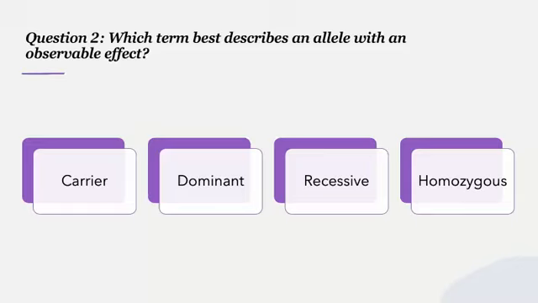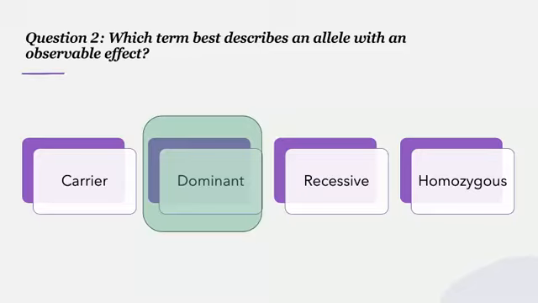All right, another question for you here. Which term best describes an allele with an observable effect? Carrier, dominant, recessive, or homozygous? If you answered dominant, you are correct.